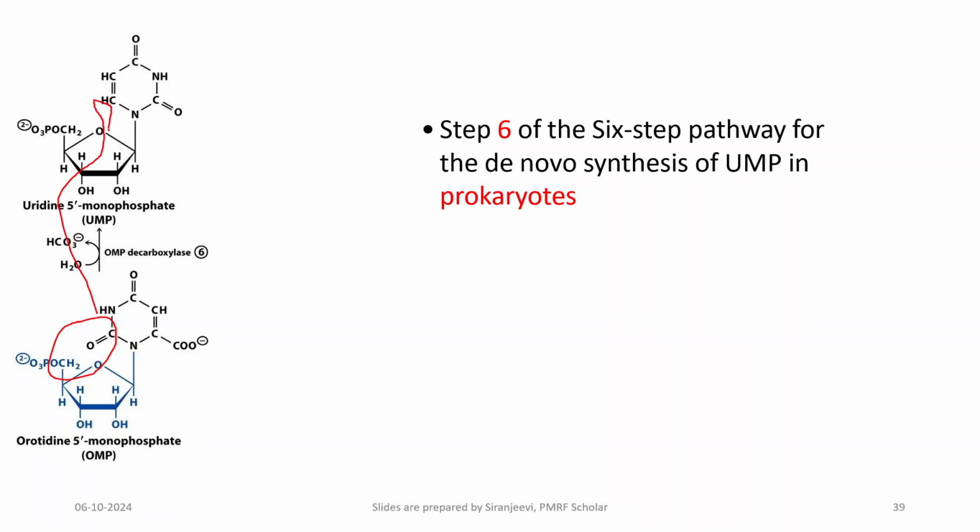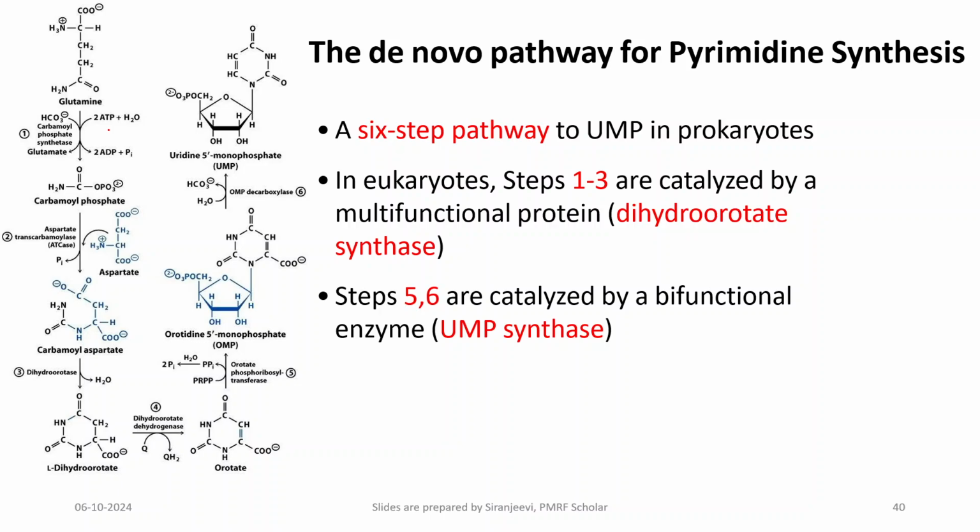uridine 5' monophosphate. So this happens in the prokaryotes, whereas in the eukaryotes, the first three steps that we have talked about, the carbamyl phosphate synthetase, aspartate transcarbamylase, and then the dihydroorotase, exist as the multifunctional enzyme, whereas steps 5 and 6 are catalyzed by the bifunctional enzyme called UMP synthase.